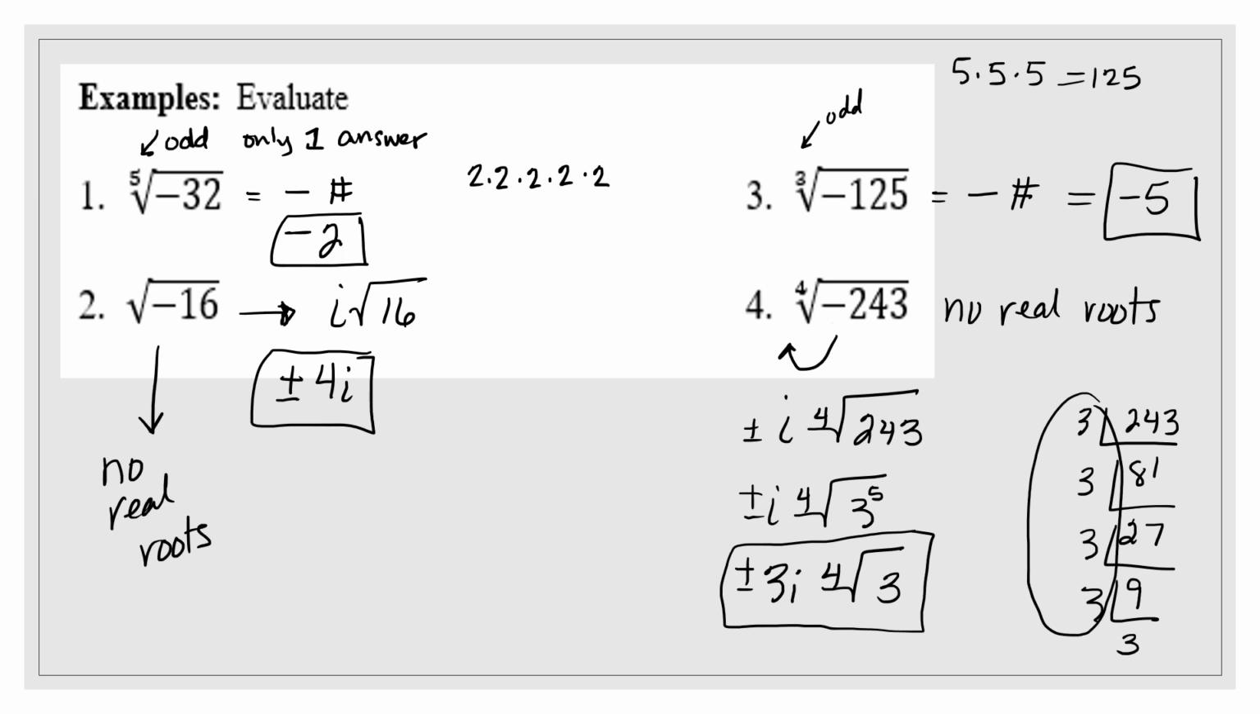If you wanted it in rational exponent form, it'd be a little crazy, but let's write it just for practice. Plus and minus 3i multiplied by 3 to the power of 1/4. And again, we're going to like that first answer that I wrote a lot better than the other.